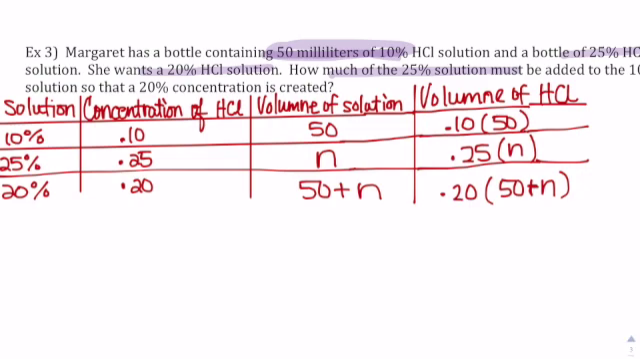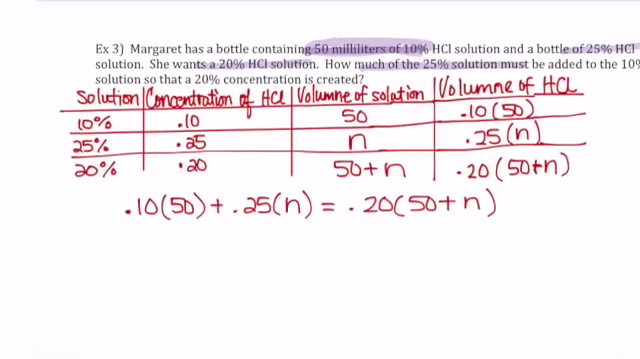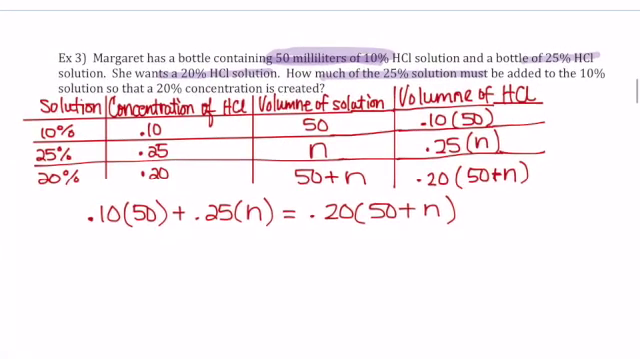So it's going to be just 0.10 times 50 plus 0.25 times N, and that's going to equal 0.20 times (50 plus N). That is it. Okay? So if you can fill out the chart and understand what they are asking, usually this is the best. The chart makes it easier for you.